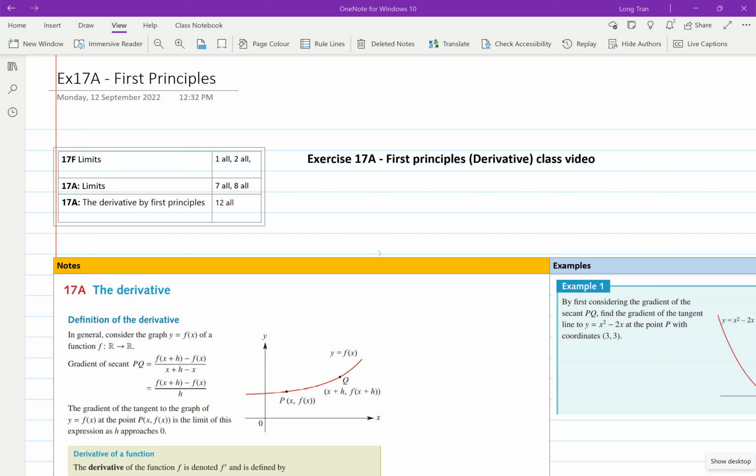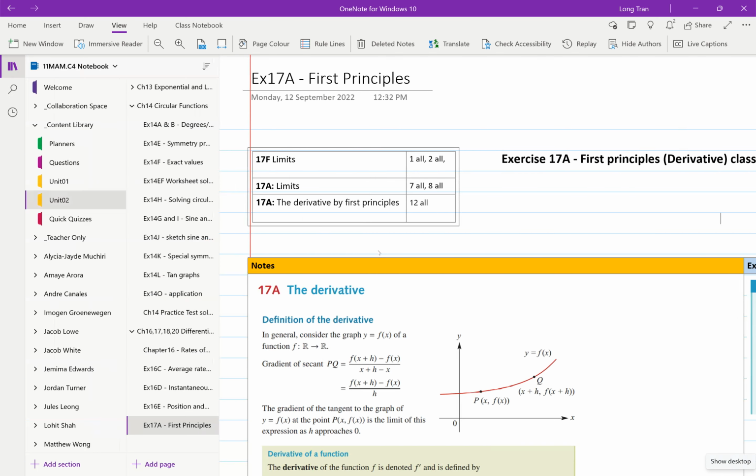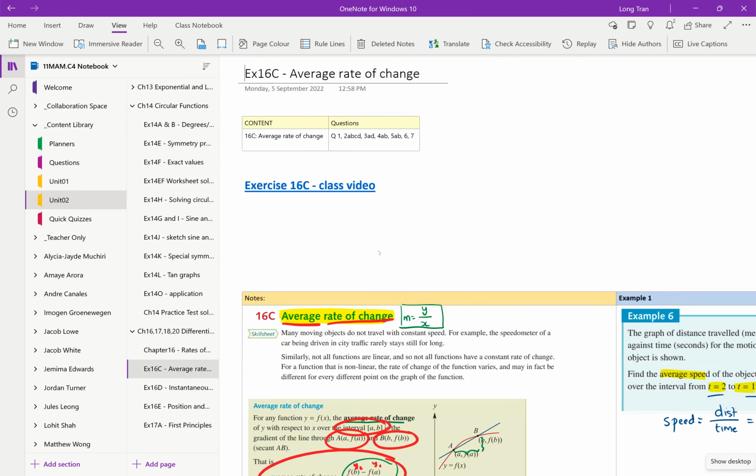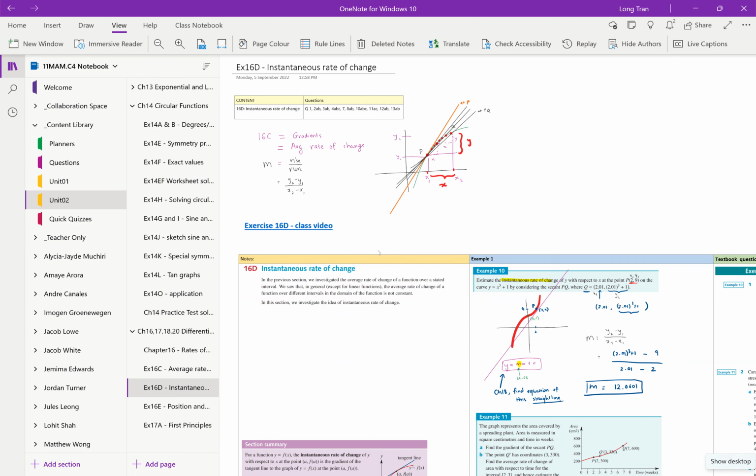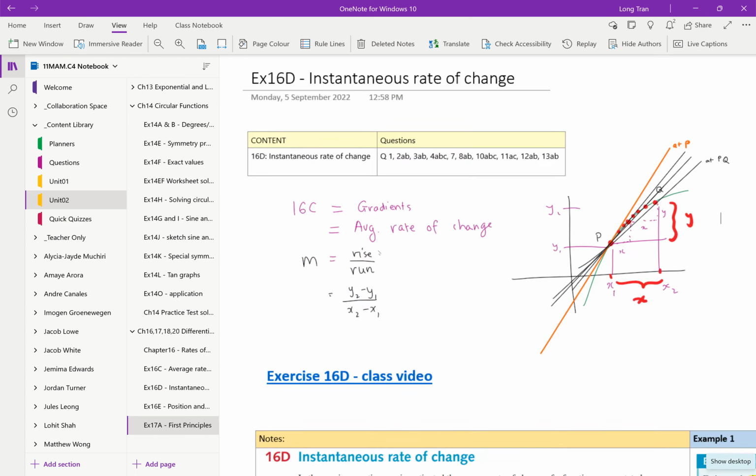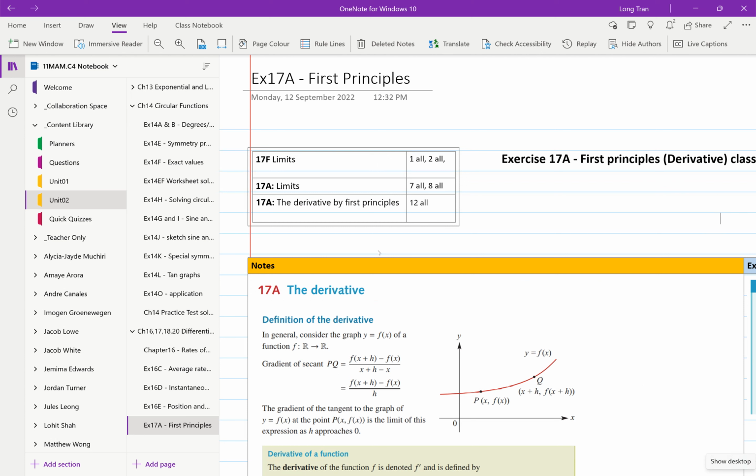I moved on to 17A. That's what I said last week. For those, like I said, exercise 16E, if you're interested, you can have a look at that exercise. I will come back to it when we do kinematics. But at the moment, I'm working off your understanding of 16C, 16D, so what's average rate, to what's instantaneous rate of change. And then now I'm introducing you to chapter 17, first principles.